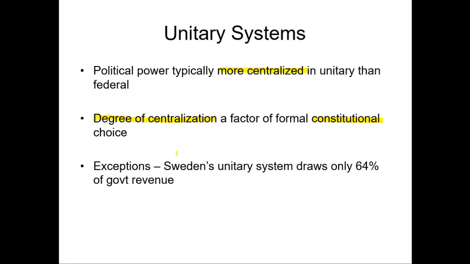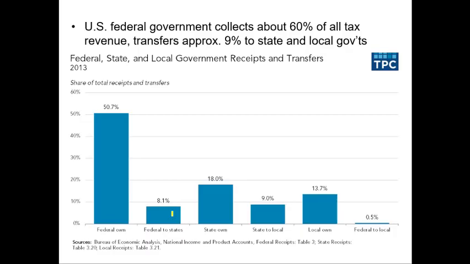Now, there are a few exceptions, particularly when you look at how much tax revenue is collected by the centralized government. Sweden has a unitary system, but it draws only about 64% of government revenue. So even though it's a unitary system, Sweden provides for a lot of the localities or municipalities to collect much of the local taxation. Now, the United States is an interesting hybrid.